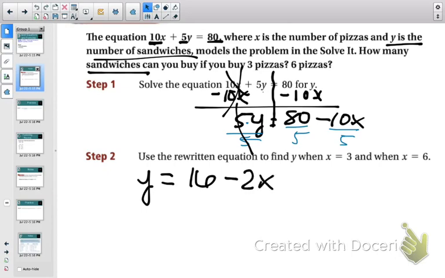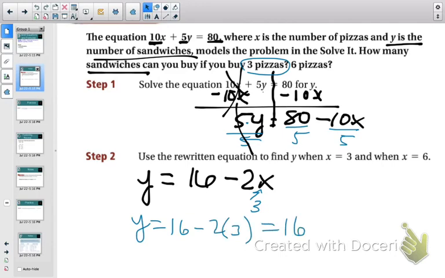So now we can plug in any number for pizzas, which is x, to figure out how many sandwiches you can buy. So the first one says, how many can you buy if you have 3 pizzas? So basically we just plug in 3 for x here. So if we plug in 3, we get y equals 16 minus 2 times 3. 2 times 3 is 6, so 16 minus 6 equals 10. So if you buy 3 pizzas, you can get 10 sandwiches.